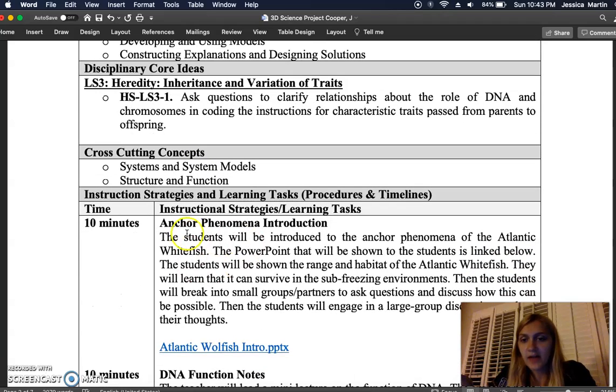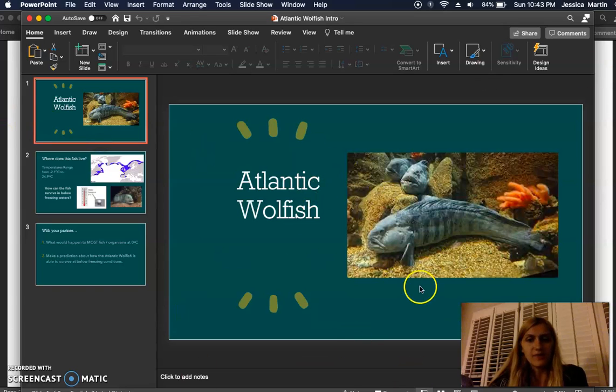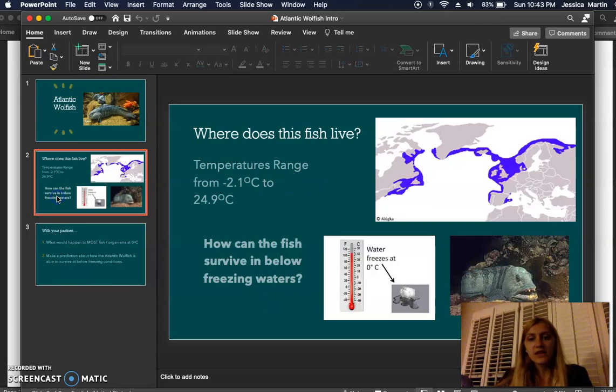I was going to go ahead and show you some of the instructional materials that I've developed for this first lesson. The first thing that we're going to do is introduce the students to the anchor phenomenon. So I created a PowerPoint. The first thing you're going to see walking in the door is this interesting fish. I'm sure they're going to love the little face on the fish. So they're going to look at the Atlantic wolffish. We're going to discuss that interesting fact about how they can survive in these really cold environments.